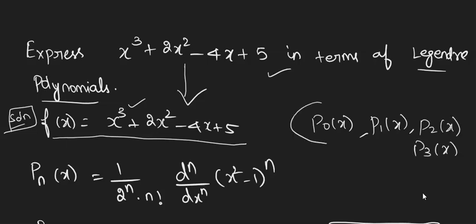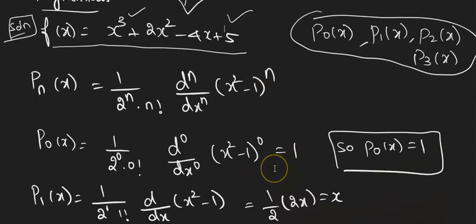So these things will be common, even if the function f of x is different. Actually, we have to derive P0 of x, P1, P2 and P3 for such problems. So this is the general formula: Pn of x is equal to 1 by 2 power n factorial, d power n by dx power n of x square minus 1 power n.